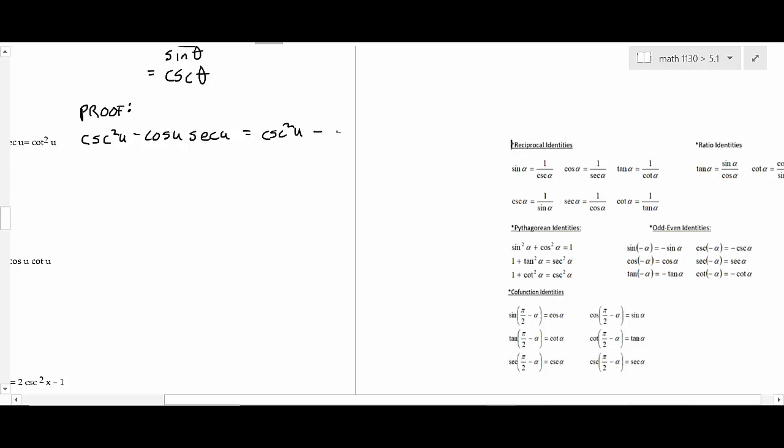Okay, so let's just change the secant to 1 over cosine. Now it's real easy to see that it's 1. Okay, so I'm going to have you write down cosecant squared u minus 1 like that. Now you can bypass that first step. You can go from there to there. I don't mind that. That's fine.